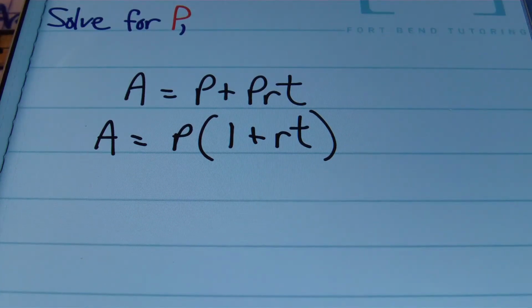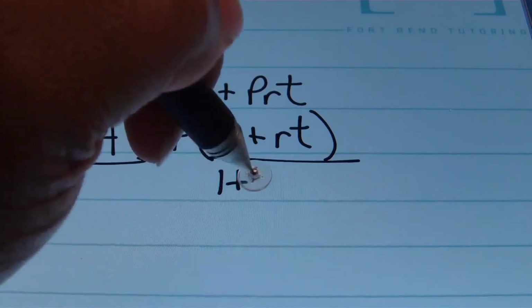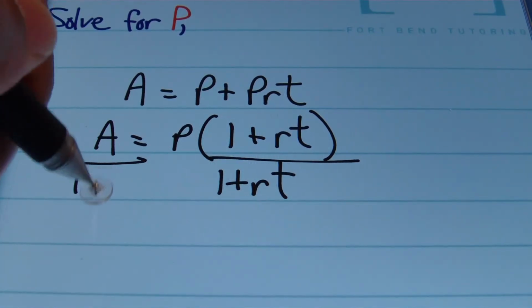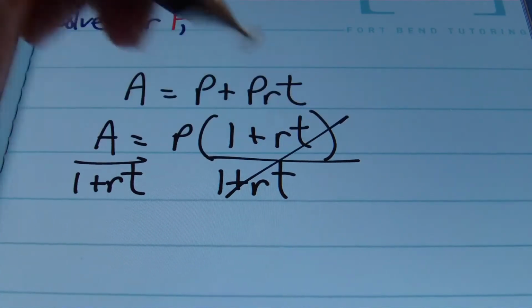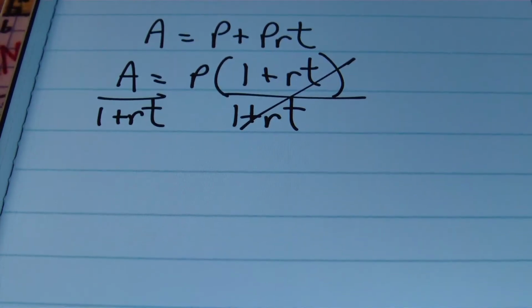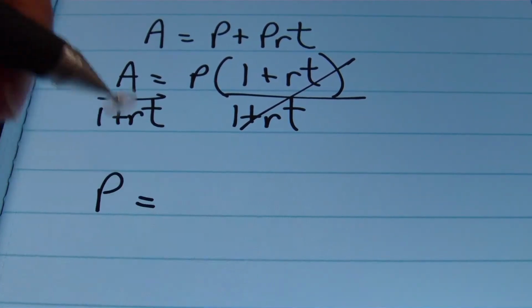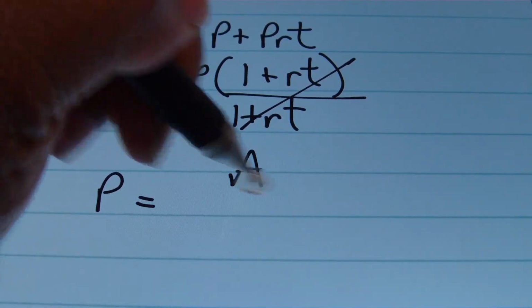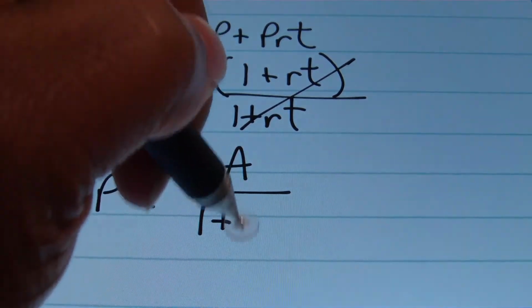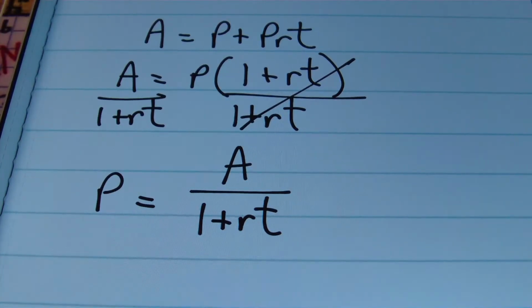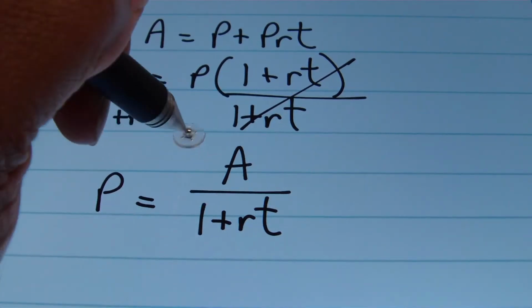Now, to continue solving for P, all I have to do is simply divide both sides by 1 plus RT. And that's it. Hey, that's a decent T over there, all right? That's pretty good. I'm excited about that. So on the right side, my 1 plus RTs will cancel out. And so P, the principal, is equivalent to the total amount in the account divided by 1 plus the rate times time. All right, and there's your answer.